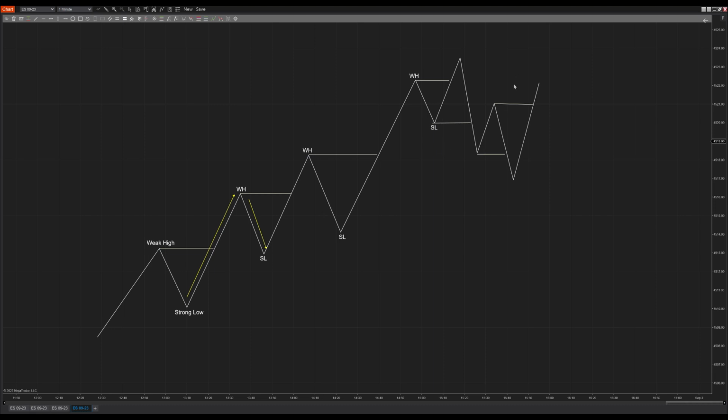So break of structure, break of structure. Anytime we take out one of these swings, we're going to call it a break of structure, and that's exactly what the software is going to do. So we're going to trade based on the last break of structure.